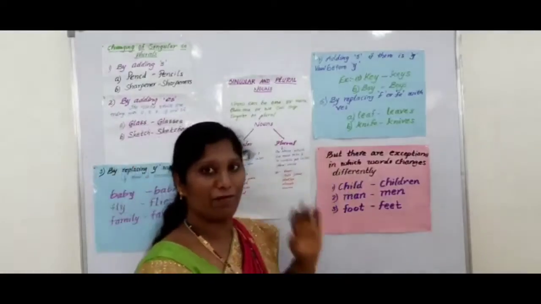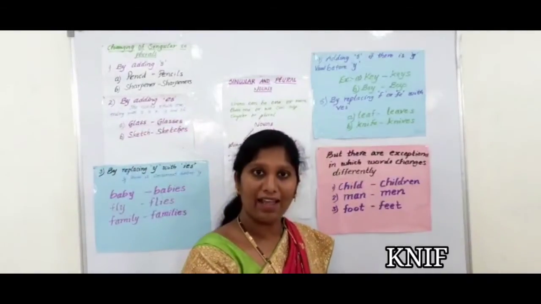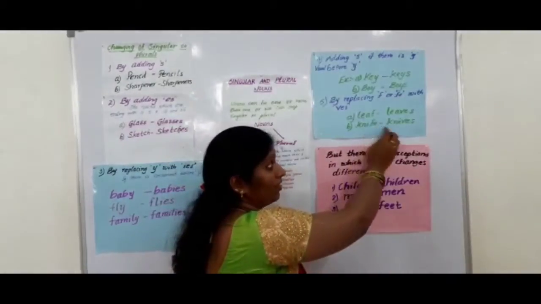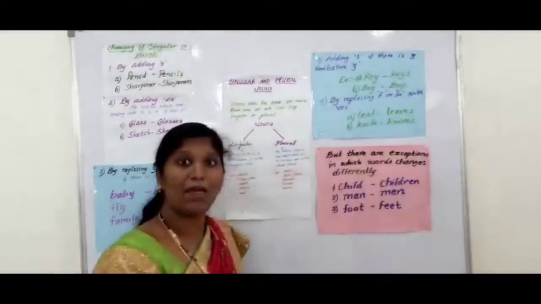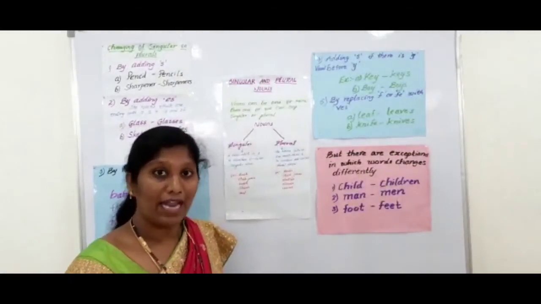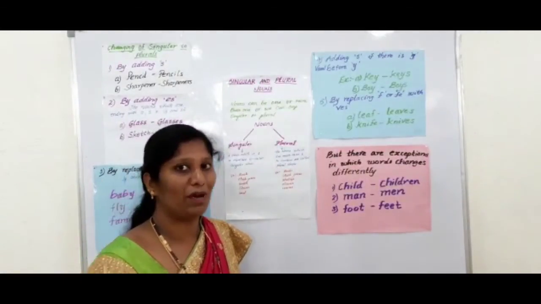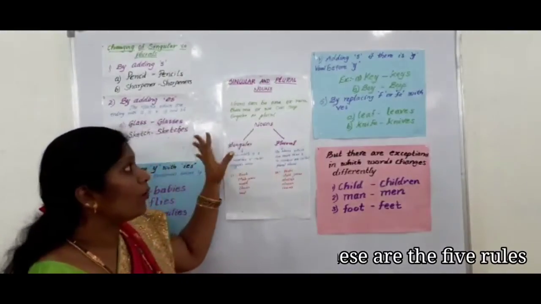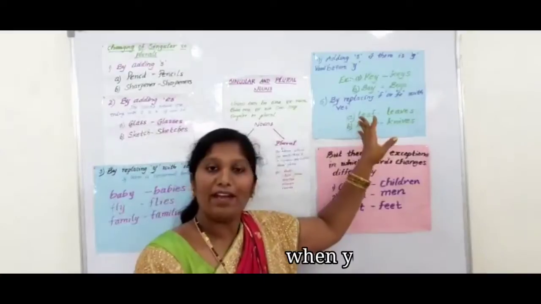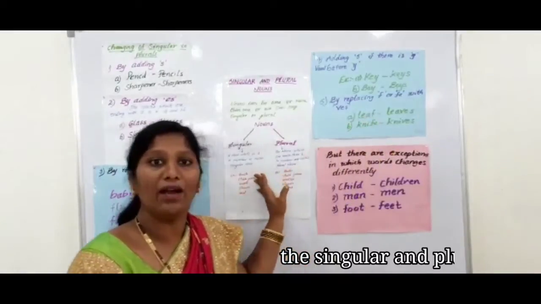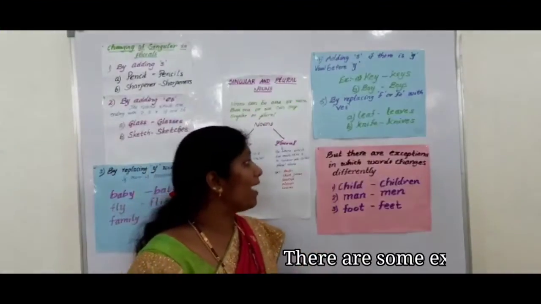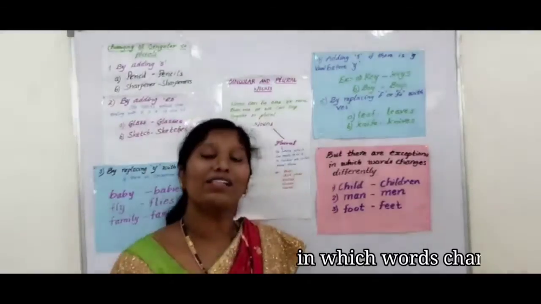Next is knife. K-N-I-F-E. Knife. FE should be replaced with V-E-S. In the same way, wife. W-I-F-E. FE should be replaced with V-E-S. So these are the 5 rules you have to follow when you are learning singular and plurals. You should not make any grammatical mistake. And the last rule is that there are some exceptions in which words change.